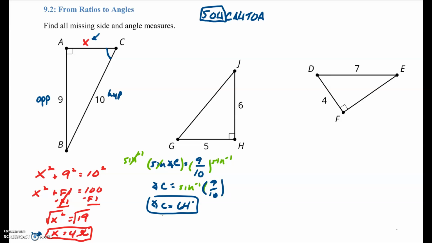Now I need to find angle B, okay? And I can remember that the acute angles in any right triangle must sum to 90. So then angle B is going to be whatever 90 minus 64 is. Angle B will be 26 degrees. So now I've found angle B, I found angle C, and I have found the missing side length.